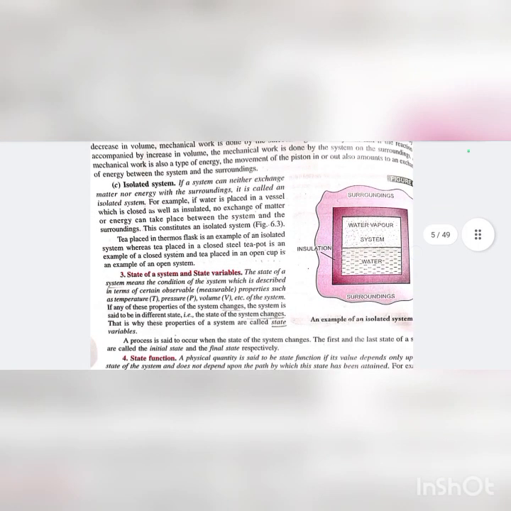Third is an isolated system. If a system can neither exchange matter nor energy with the surrounding, it is called an isolated system. For example, if water is placed in a vessel which is closed as well as insulated, no exchange of matter or energy can take place between the system and the surrounding. This constitutes an isolated system. Tea placed in a thermos flask is an example of an isolated system, whereas tea placed in a closed steel teapot is an example of a closed system, and tea placed in an open cup is an example of an open system.